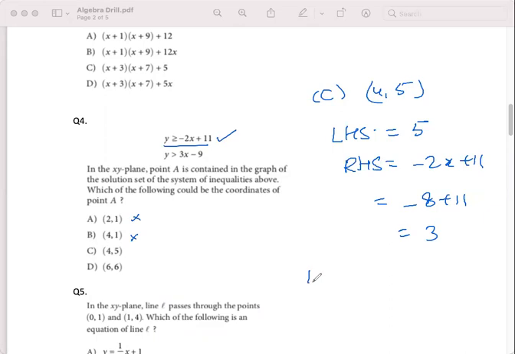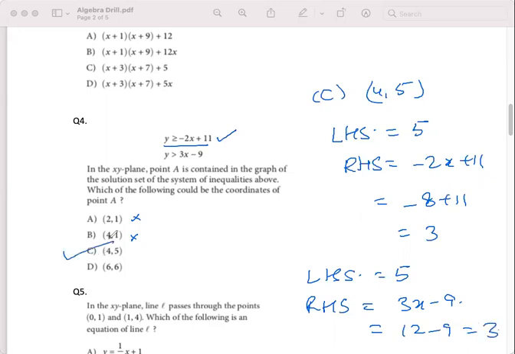Let's try the second one. The left-hand side is 5 and the right-hand side is 3x minus 9, which is 12 minus 9, which is 3. So that is also true. So my answer is C.